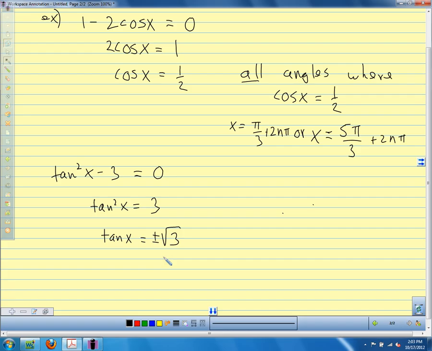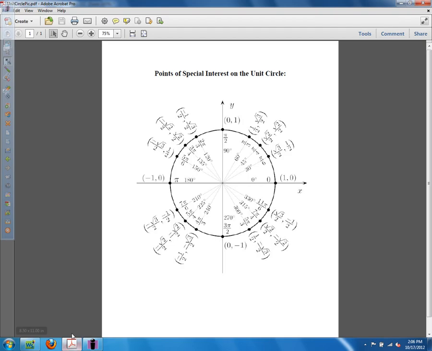And now we need to look on our unit circle. We need to figure out where tangent of x is square root of 3. So we go to our unit circle. Tangent of x is sine of x over cosine of x, so we need the y value divided by the x value to be square root of 3. So we'd be here at pi over 3, and over here at 4 pi over 3 would give me a tangent of square root of 3.